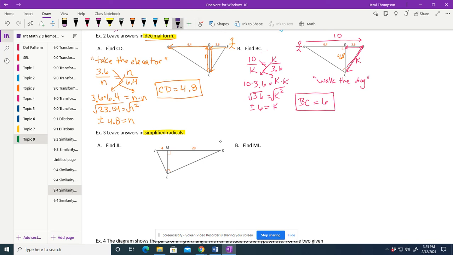So A, find JL. I'm going to use some variable here. You don't have to use a variable. You could plug in JL for the whole thing. I choose not to. I like to have something simple. Now I have a leg. So this is going to be walk the dog, which means I need to start opposite the side, so I have to start over here at K.